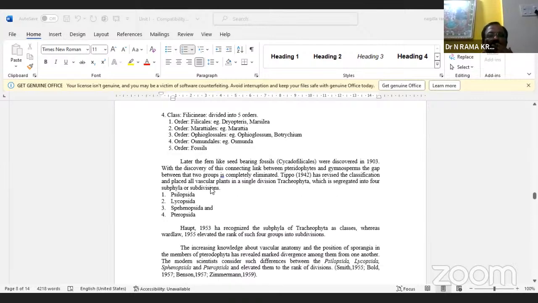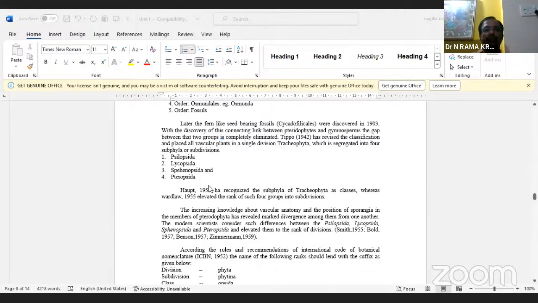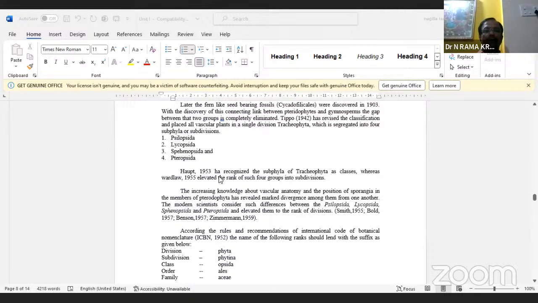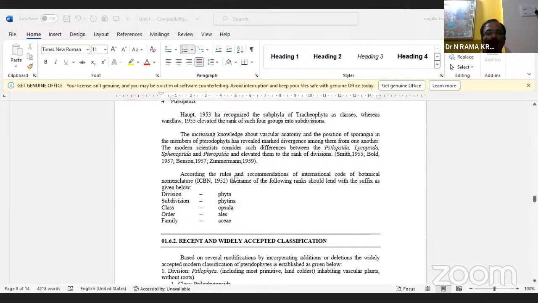Next, you see one more, classified in 1942. Here there are only four classes: Psilophyta, and next Lycopsida, Sphenopsida and Pteropsida. Then in 1953 the subphylum Tracheophyta was recognized, and in 1955 Wardlaw evaluated the rank of such four groups of subdivisions. This is all the old classification.